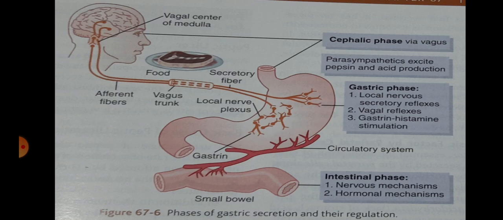Regulation. This phase is regulated by 1. Long vagovagal reflexes from the stomach to the brain and back to the stomach. 2. Local enteric reflexes. 3. The gastrin mechanism. This is how the gastric phase is regulated.